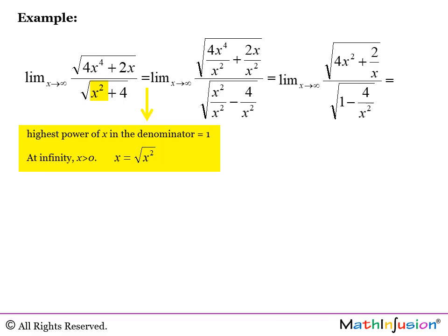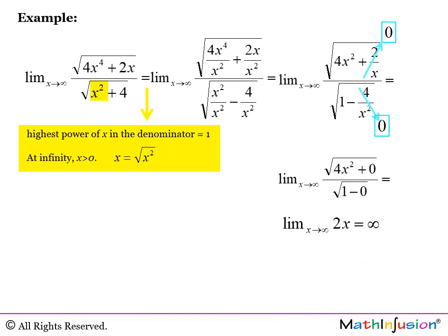Simplify the algebra. We know that both of these approach 0 when x approaches infinity. And we get that. We simplify more, and we get that this is the limit of 2x when x approaches infinity, which is obviously infinity.